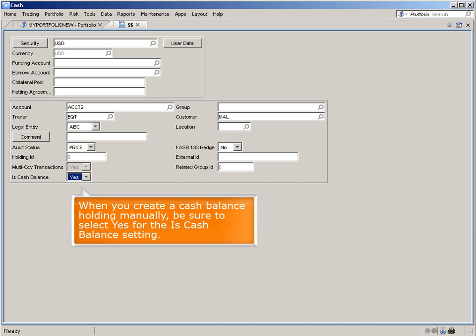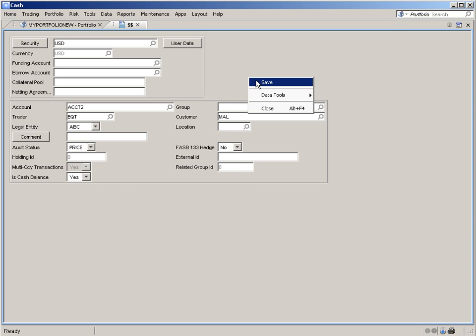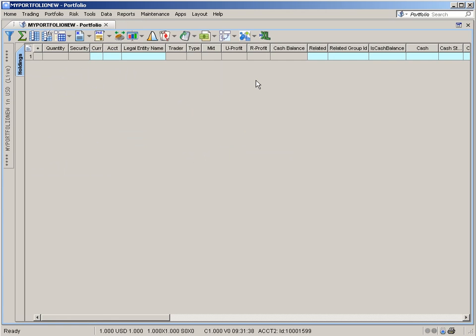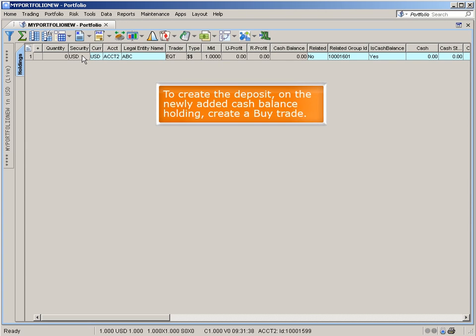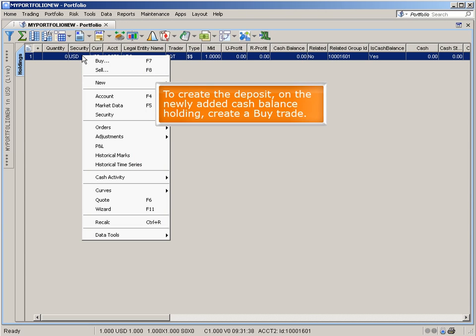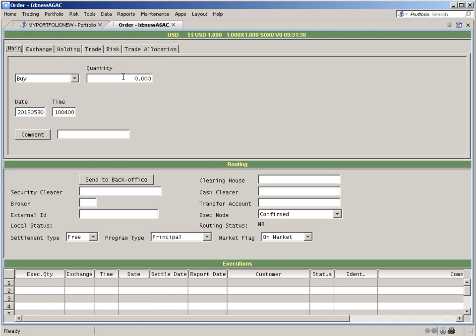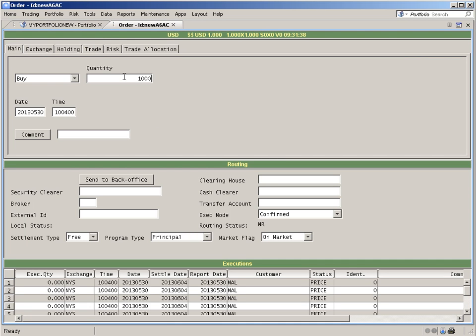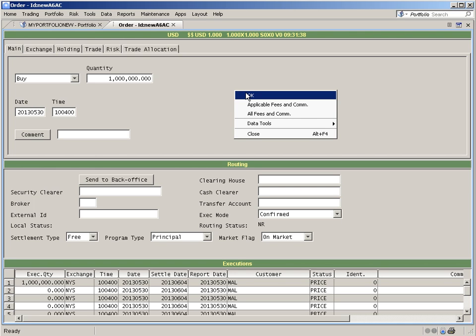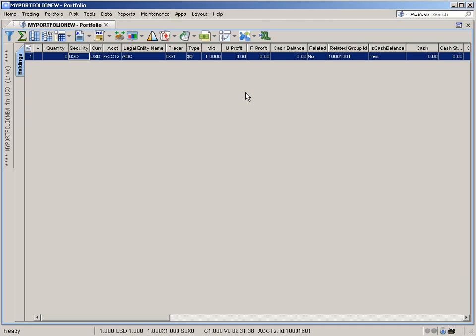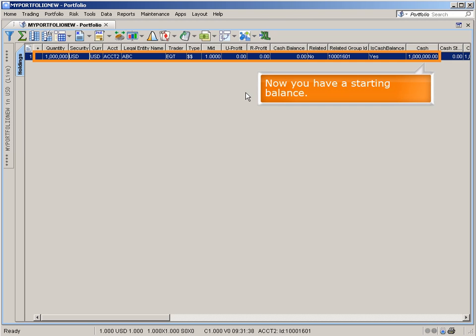When you create a cash balance holding manually, be sure to select Yes for the Is Cash Balance setting. To create the deposit, on the newly added cash balance holding, create a buy trade. Now you have a starting balance.